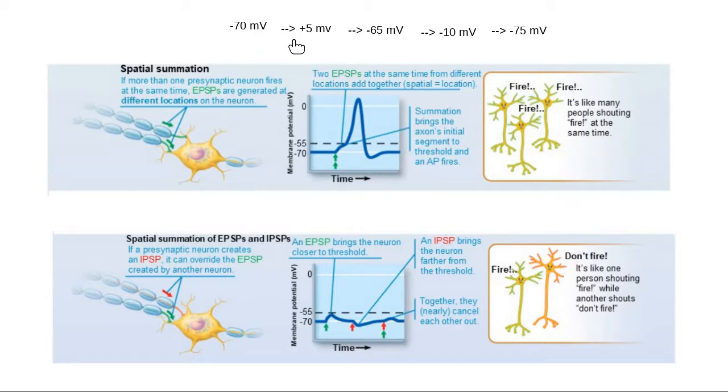So in summation, we're literally doing math. Here's where I started. I got an excitatory message. Okay, now I'm at negative 65. Awesome. I'm close to where I want to go. Oh, now I got an inhibitory message. That makes me more negative. I'm adding and subtracting and adding and subtracting. If in the process of adding and subtracting, I finally get to threshold, then I get to talk. But if I don't get to threshold, I don't get to talk. That's the way that summation works.